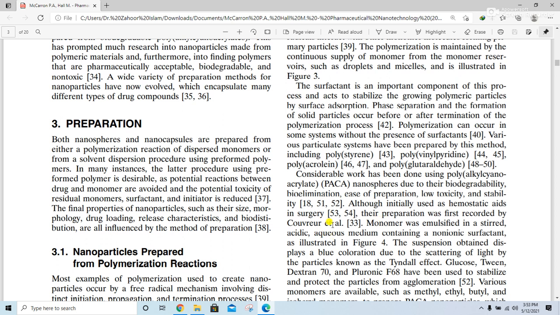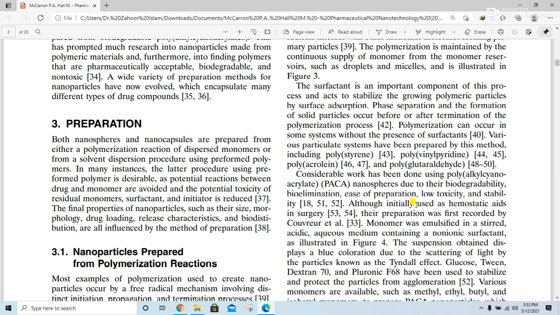Polymerization can occur in some systems without the presence of surfactants. Various particulate systems have been prepared by these methods, including polystyrenes, polyvinyl pyridines, polyacrylamides and polyglutaraldehyde. Considerable work has been done using the polyalkyl cyanoacrylate (PACA) nanospheres due to their biodegradability and bioelimination, ease of preparation, low toxicity, and stability.